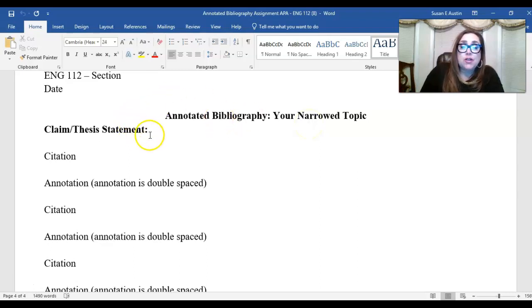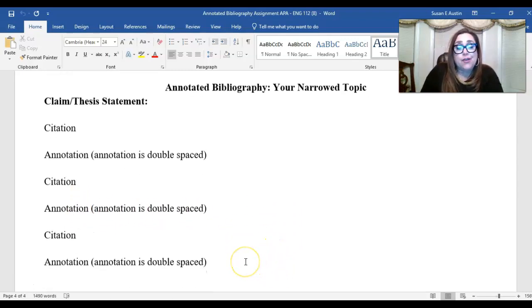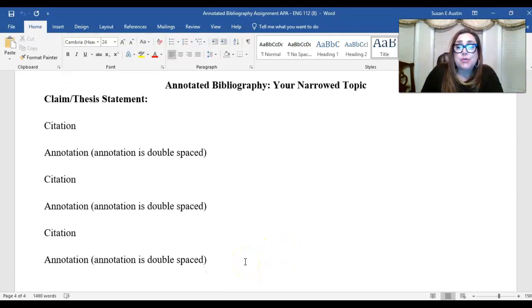You are going to do a claim statement, and I'm going to post a claim statement video for you to review so that you're clear on what I'm asking you to do with that. And then you're going to do citation, annotation, citation, annotation, and it's all going to be double spaced. Again, I do have samples that you can look at. And hopefully this video has set you up at least to understand the expectations for the assignment, but I think it's important for you to review the student samples to see how they are presented.